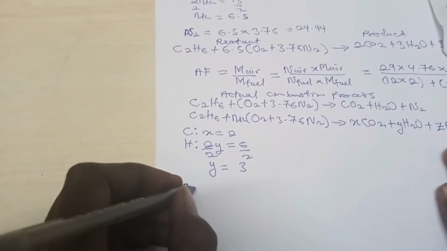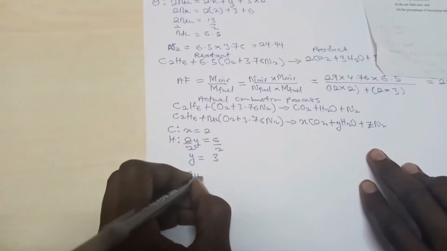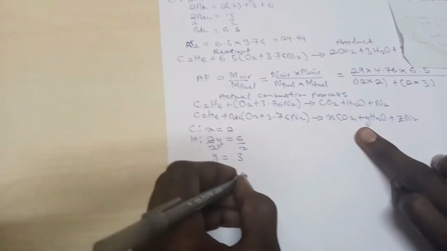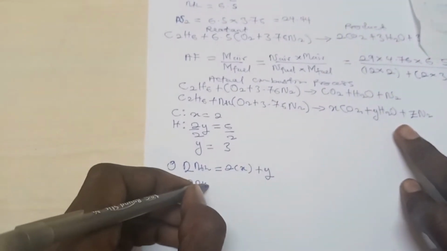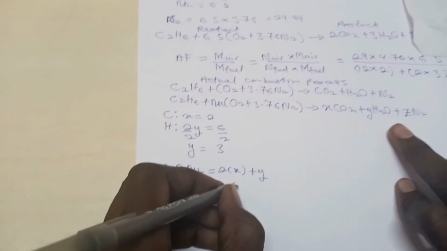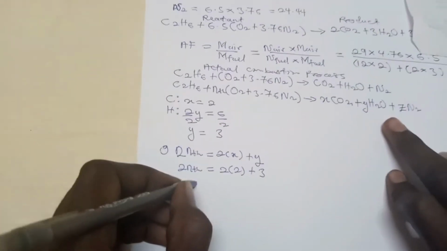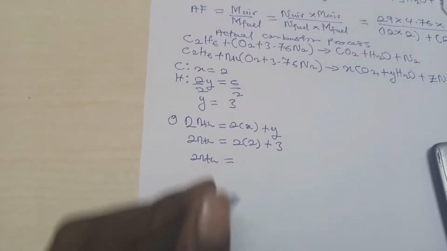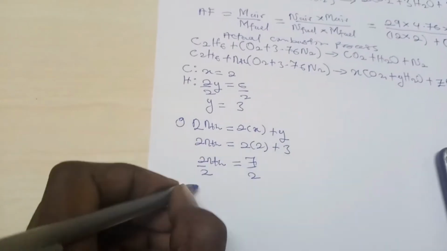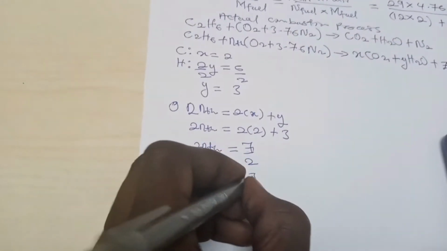Now for the oxygen at the reactant side, we have 2n equal to 2x plus y, so 2n equals 2 times 2 plus 3, equal to 7. Divide both sides by 2, so n equals 3.5.